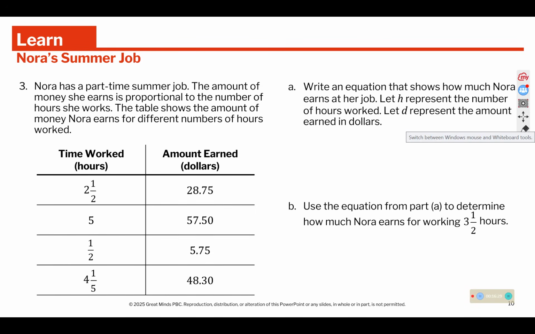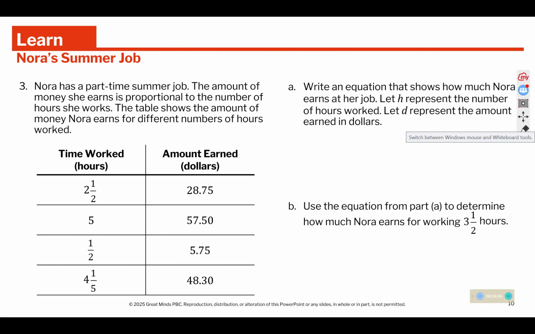Three, Nora has a part-time summer job. The amount of money she earns is proportional to the number of hours she works. So it's telling us right away that every step in the table is going to have the same unit rate because it just said the amount is proportional.